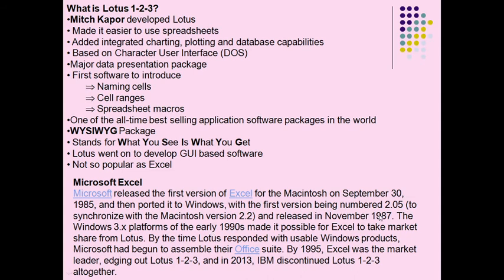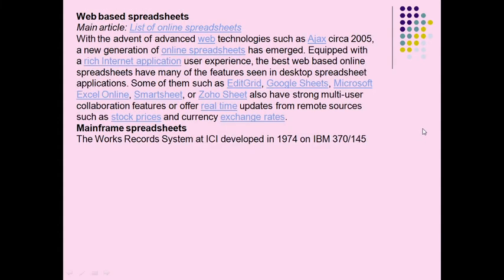The Windows 3.x platforms of the early 1990s made it possible for Excel to take market share from Lotus. By the time Lotus responded with usable Windows products, Microsoft had begun to assemble their Office suite. By 1995, Excel was the market leader, edging out Lotus 123, and in 2013, IBM discontinued Lotus 123 altogether. So, students, these are all about the history of spreadsheet software.